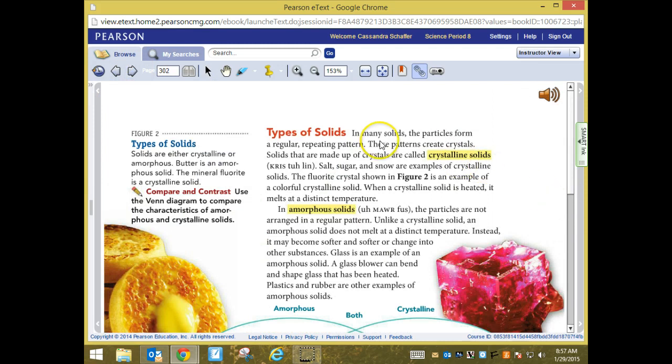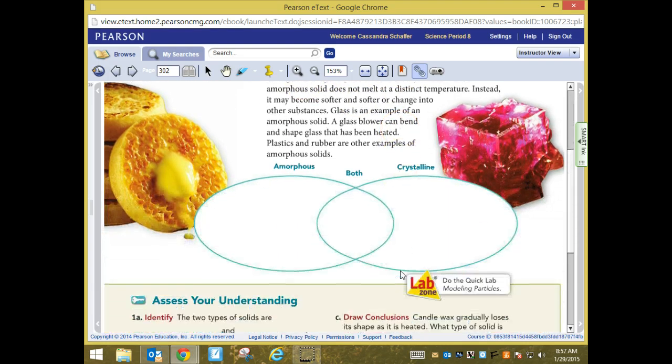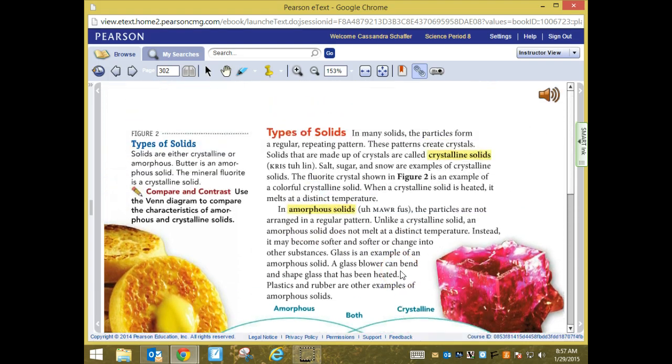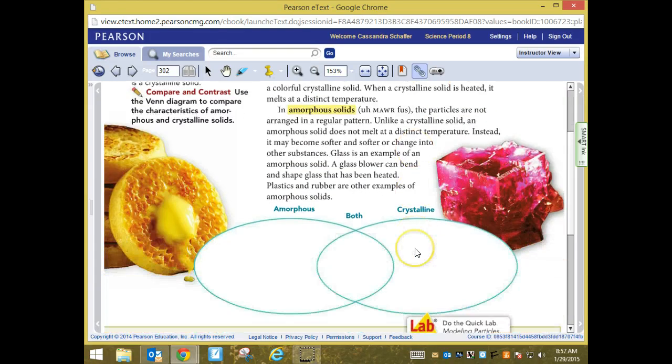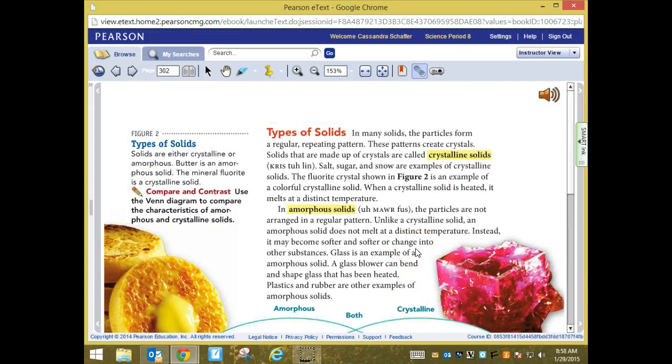And then there are actually two types of solids, and I see crystalline, and I see how to say that, crystalline, and then amorphous solids. And it looks like we have a Venn diagram there that we can kind of think about. So here, this is all that we're going to be reading on solids, page 301 and 302. So let's go ahead and get our notes ready to go.